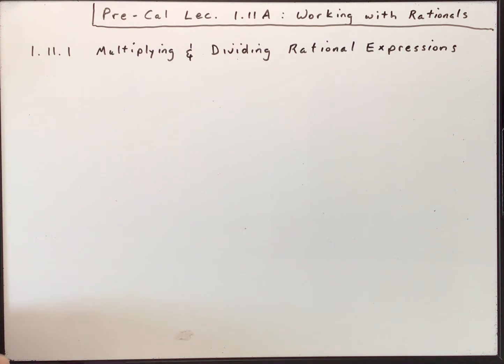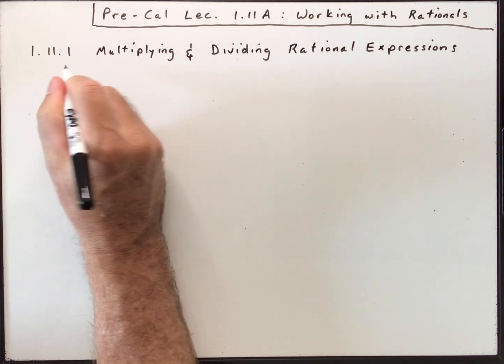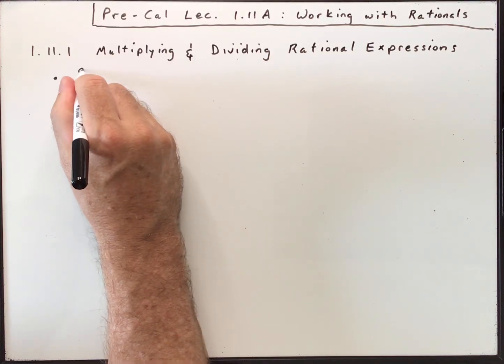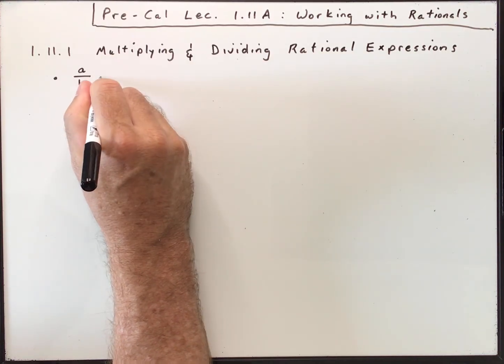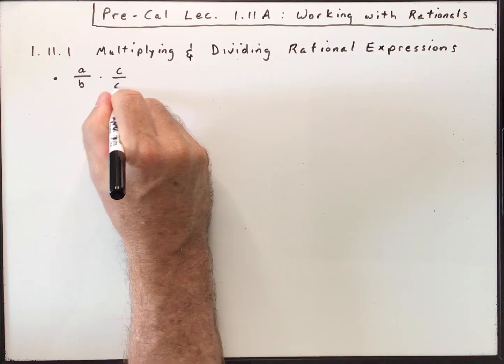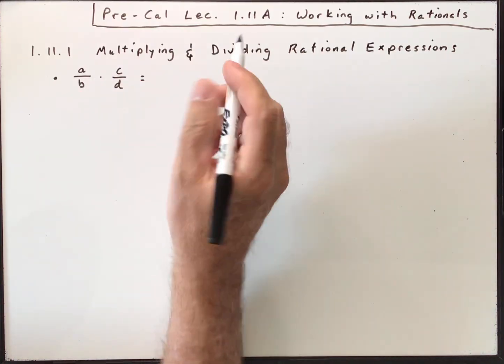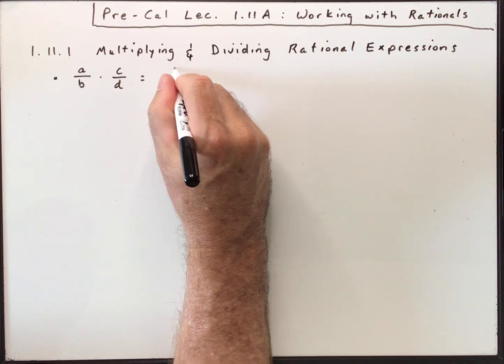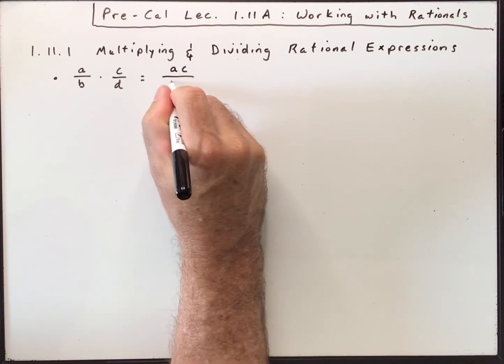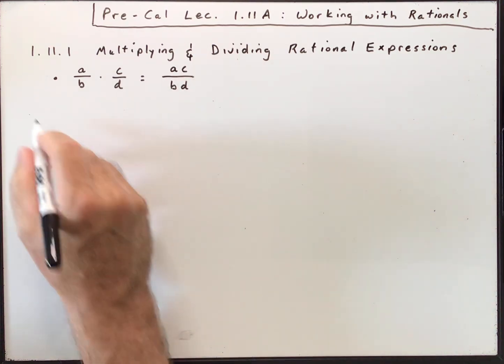We're going to call this Working with Rationals. Of course, we introduced rational expressions last section. So section 1.11.1 we'll call Multiplying and Dividing Rational Expressions. Just to talk about multiplying a little bit, if you have a over b times c over d, you just multiply the tops, the numerators, and multiply the denominators. So that's just AC over BD.